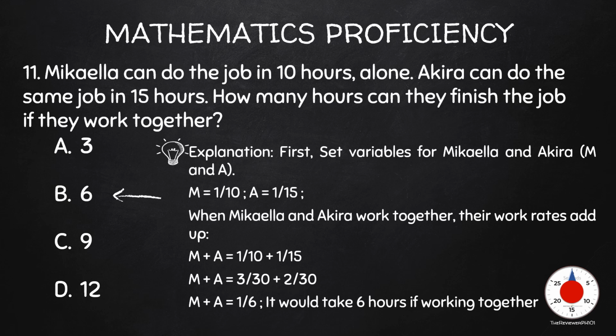Explanation: first, set variables for Mikaella and Akira, m and a. M equals 1 divided by 10, a equals 1 divided by 15. When Mikaella and Akira work together, their work rates add up. M plus a equals 1 divided by 10 plus 1 divided by 15. M plus a equals 3 divided by 30 plus 2 divided by 30. M plus a equals 1 divided by 6, so it would take 6 hours if working together.